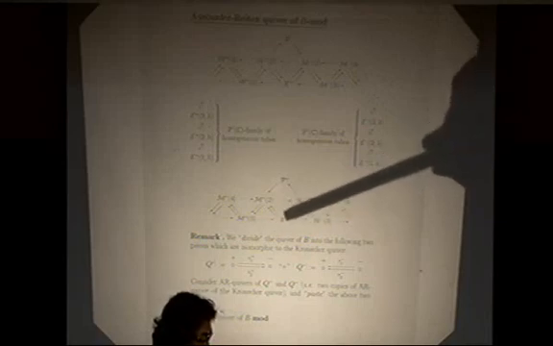The Auslander-Reiten quiver of B-modules is the following. Here is X plus, a simple module, and the projective-injective module, and in this part the other indecomposable modules appear in this way.